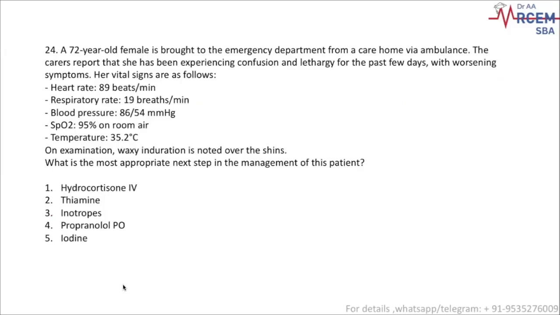A 72 years old female is brought to the ED from a care home via an ambulance. The carers reported that she has been increasingly confused and lethargic for the past few days with worsening symptoms, and her vital parameters are as follows. The patient is in shock. There is hypothermia. Non-pitting induration is present. Keeping all this in mind, we are thinking of myxedema coma.